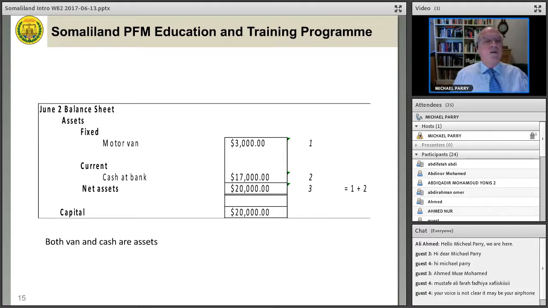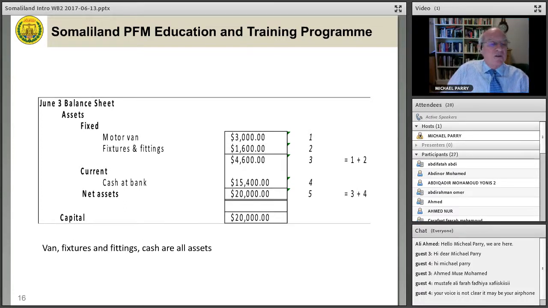On day two, he acquires a motor van for the business. What that means is that he takes $3,000 from his bank account and uses it to buy the motor van. So his bank account has gone down by $3,000, but his motor van has become a new asset at $3,000. Can you see the double entry working already? That's the two sides of the equation. Cash goes down, motor van goes up. Net assets remain $20,000, so capital is unchanged.